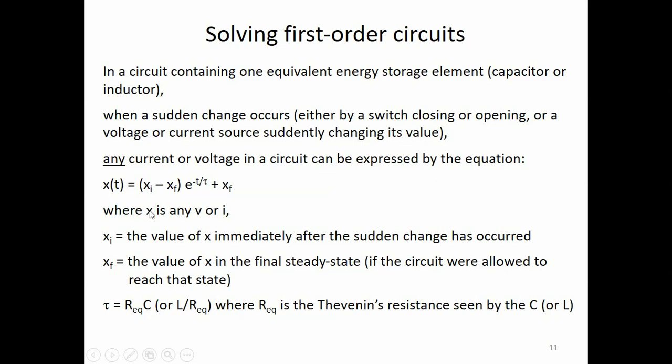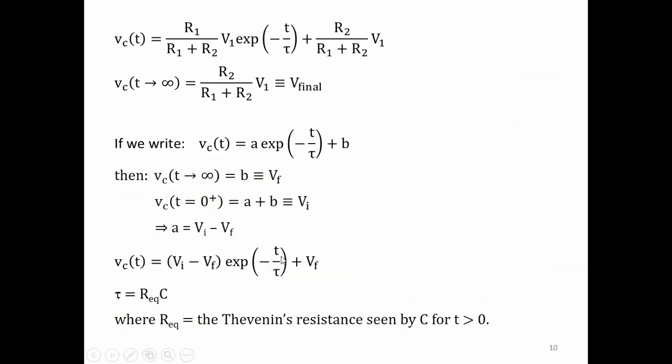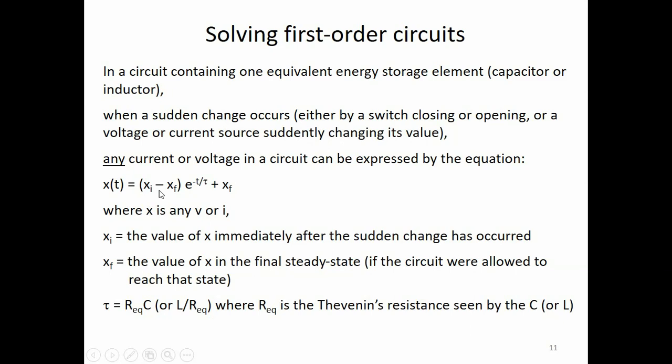Where X is either a voltage or a current. So any current or voltage as a function of time after this switch has closed or opened, or this voltage or current has suddenly changed, can be written in this form which we saw here. The same form. X initial minus X final, e raised to minus t by tau, plus X final.